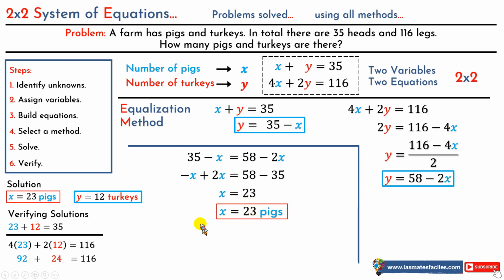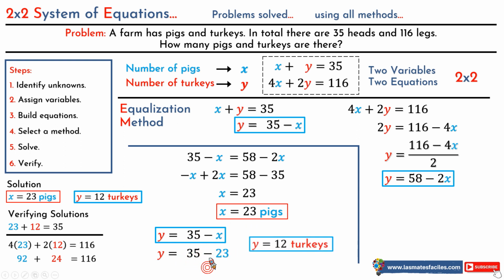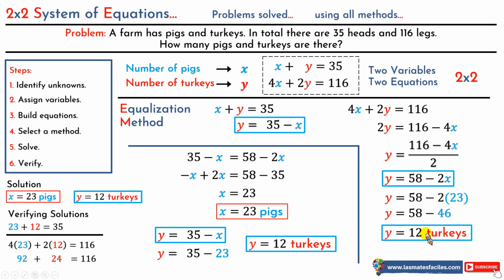Now let's go for y. Y is equal to 35 minus x. The value of x is 23. 35 minus 23 is 12. 12 turkeys. Really easy, right? But we can also use this other expression. Y is equal to 58 minus 2x. 2 times x, 2 times 23. This is 46. 58 minus 46 is 12. 12 turkeys. Let's see another method, Cramer's rule.